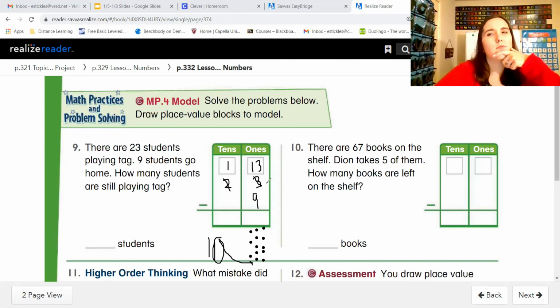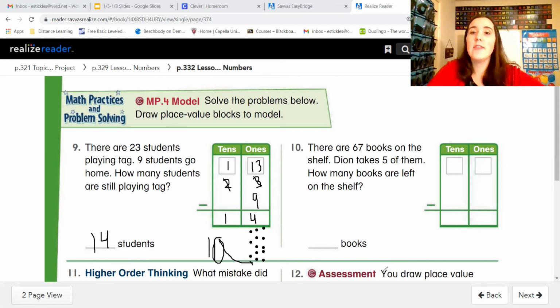What is 13 minus 9? You know? That'd be 4. So we have 4 ones. And then we have 1 ten minus 0 tens. Well, that's still 1 ten. So our answer, our difference is 14. There are 14 students still playing tag.